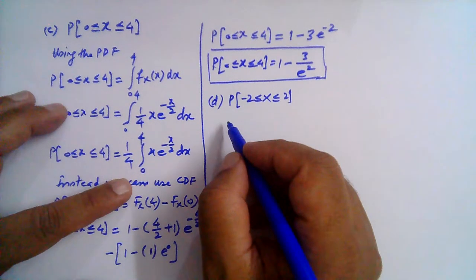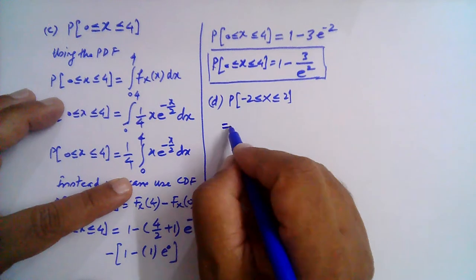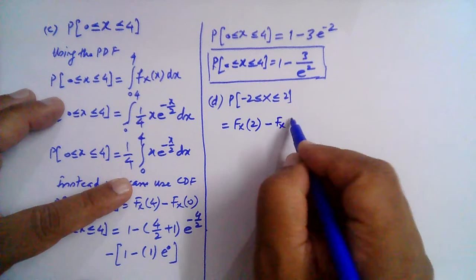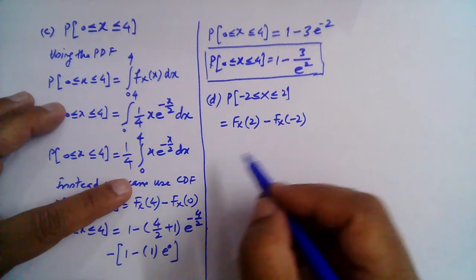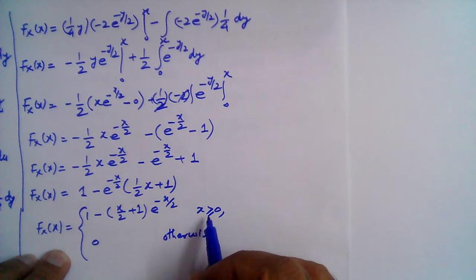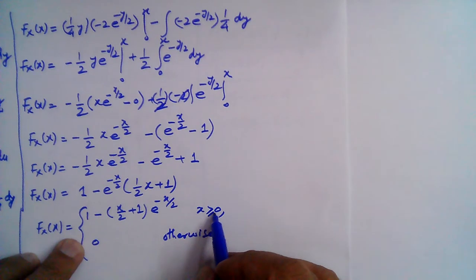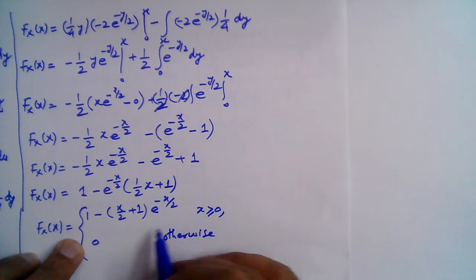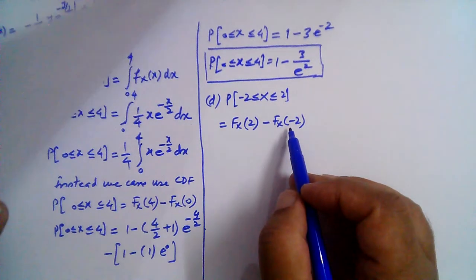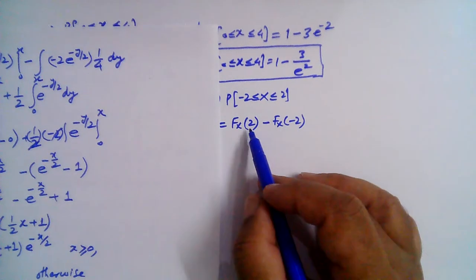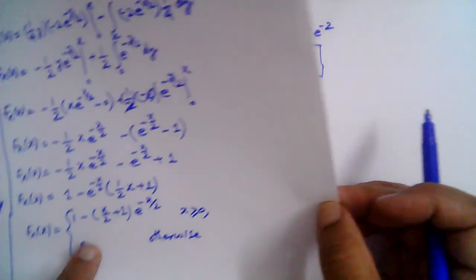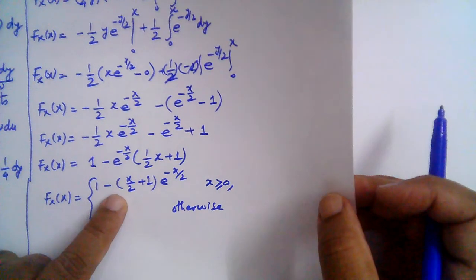So from the CDF, this is Fx at 2 minus Fx at minus 2. One thing that we know is that this CDF exists only for when x is greater than or equal to 0. For negative values of x, this is 0 because it is said this is 0 otherwise. So Fx at minus 2 here is 0, but we need to find out the value of Fx at 2, for which we can substitute 2 in this CDF that we have already determined.